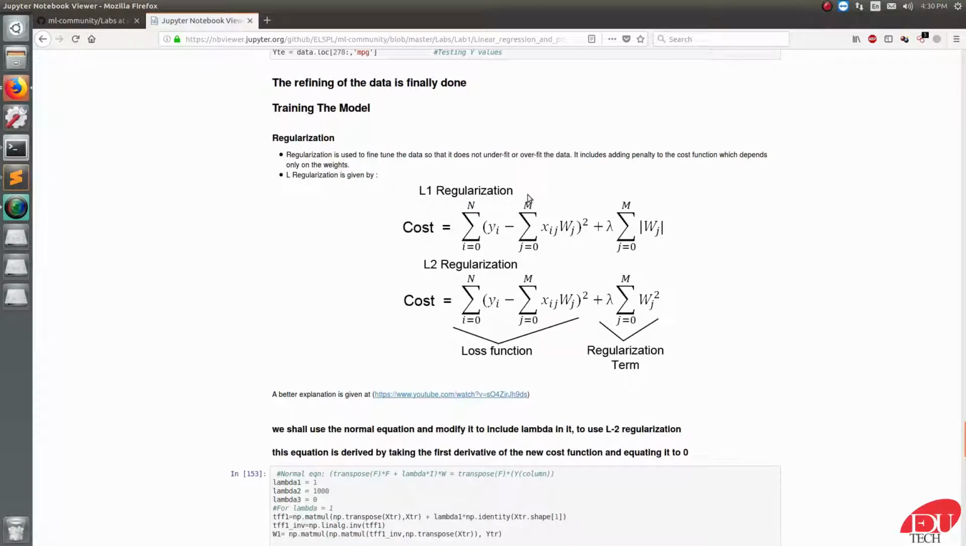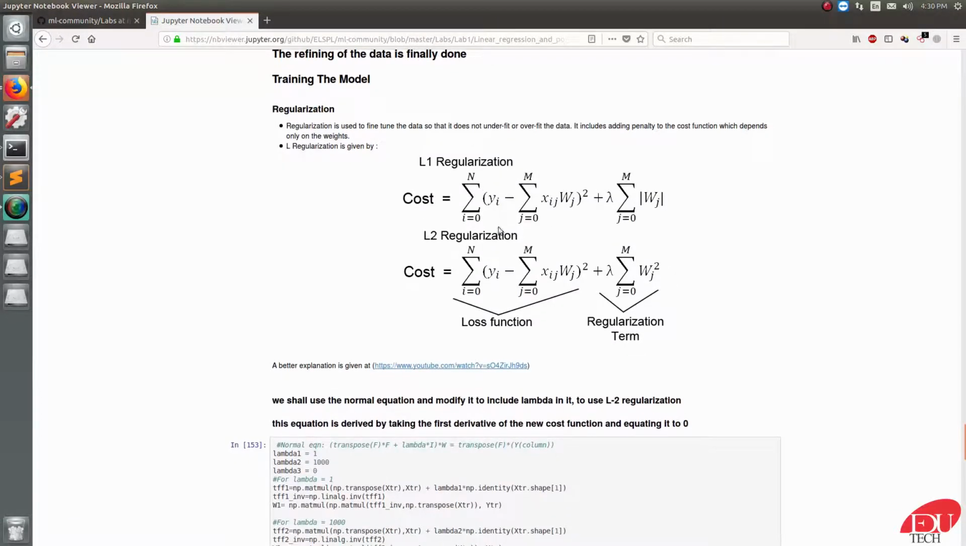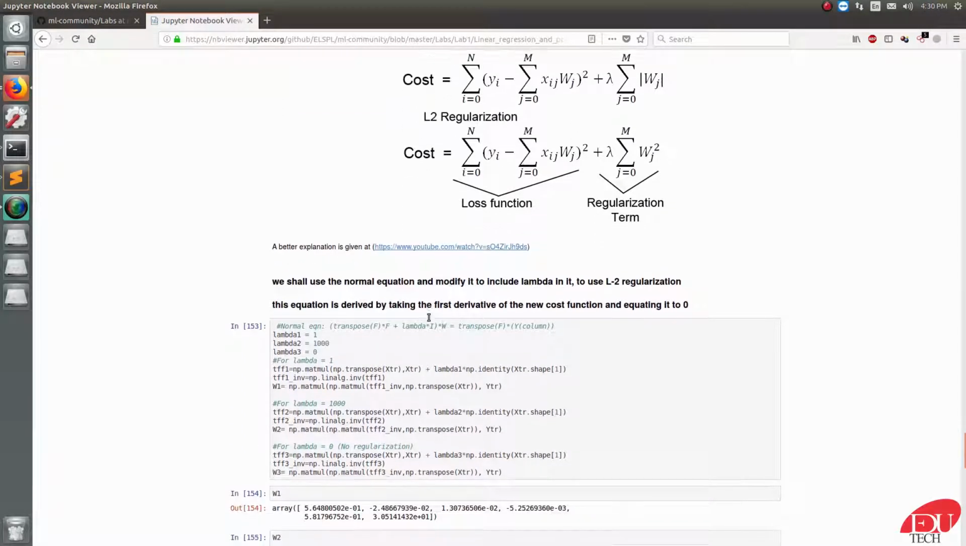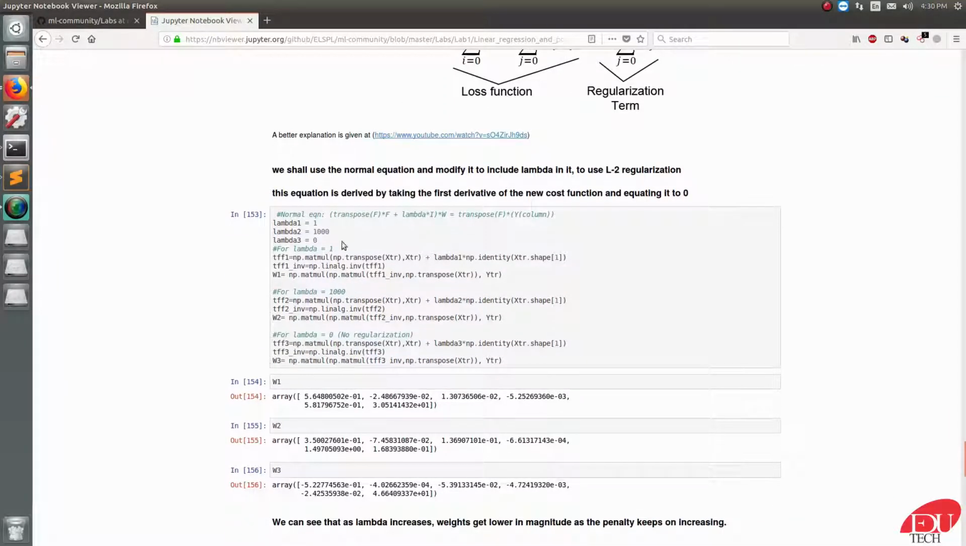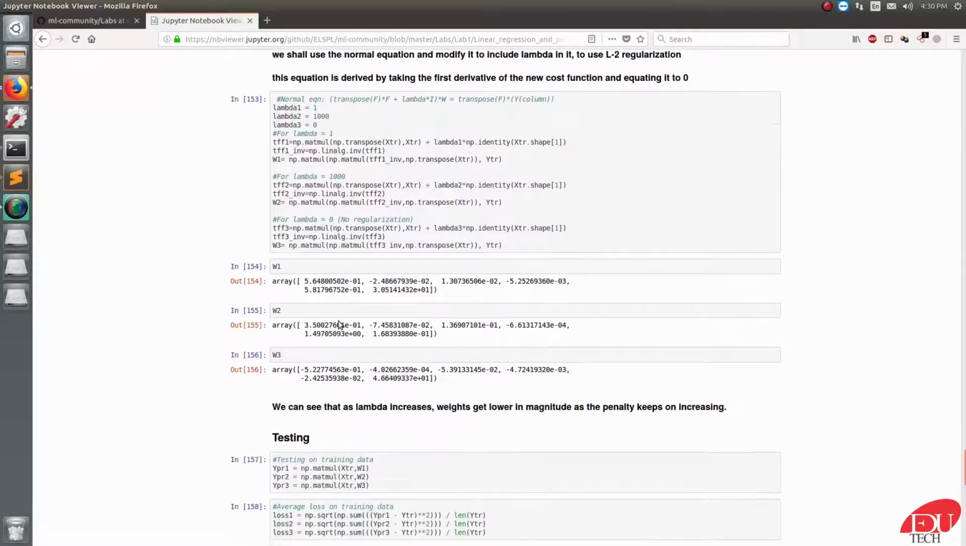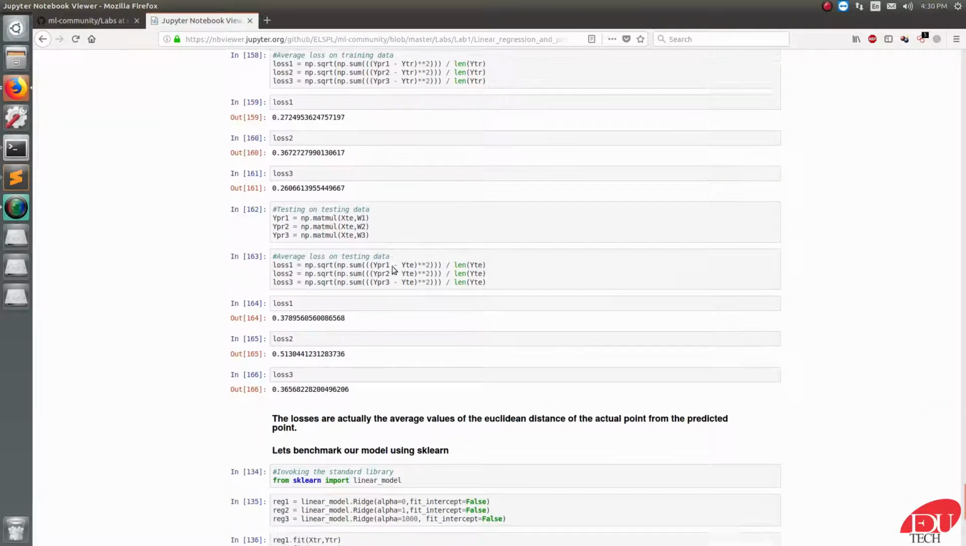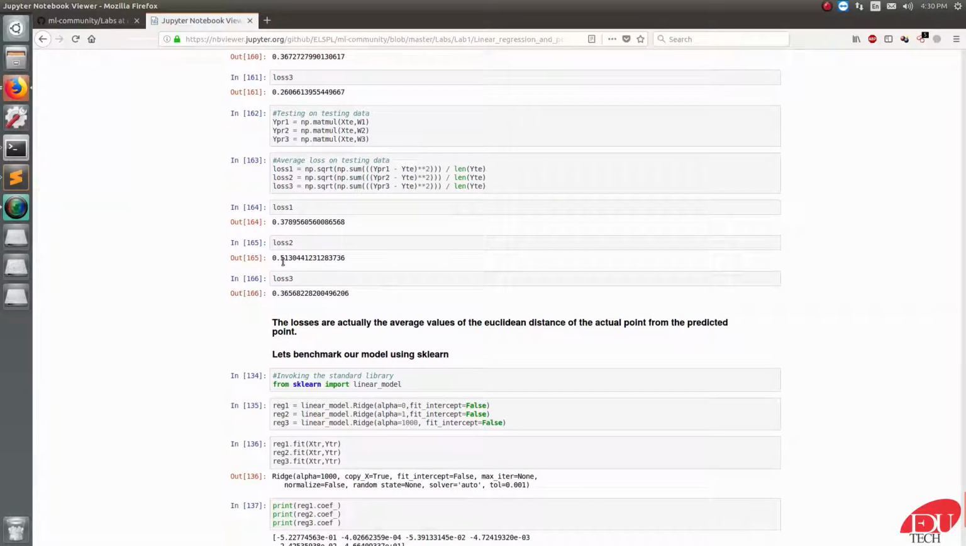Then there's regularization, but that's the content of lab 3. So in lab 3 there is a reference to this notebook again. So we have regularization, this L1, L2. In this notebook we have used L2 regularization with 3 values of lambda: 1, 1000 and 0, that's no regularization. These are tests, and that's our losses.